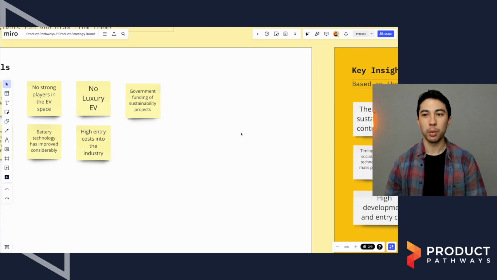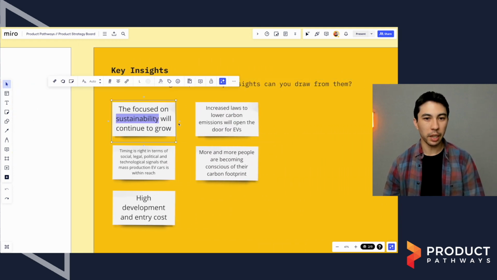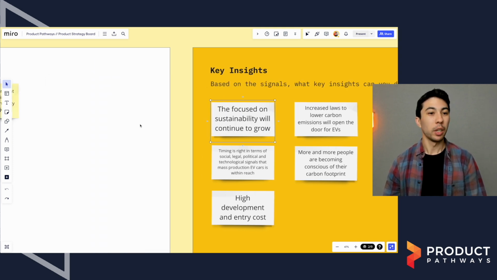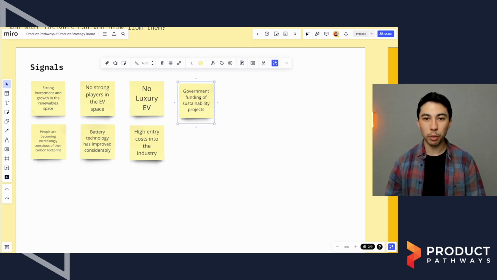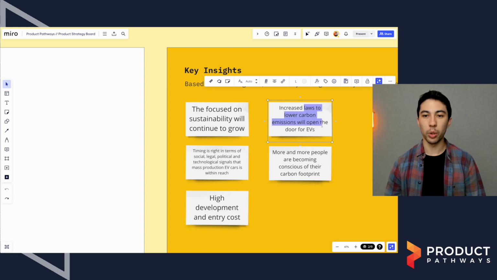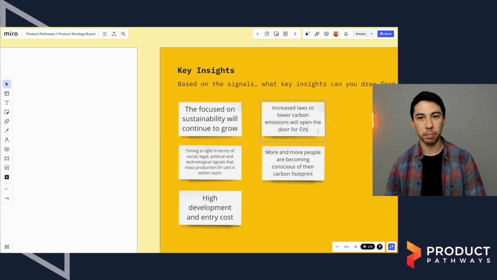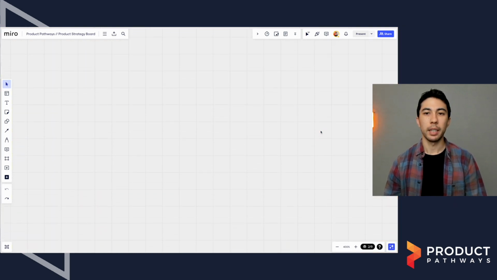So what does that mean? One insight that we might draw from that would be that the focus on sustainability has been growing and will continue to grow. Just like there is an increased focus from the government on things like sustainability, which means there could be laws around carbon emissions, and those things will open the door for EVs. These are some of the insights that we're drawing from there. So we'll go back up.